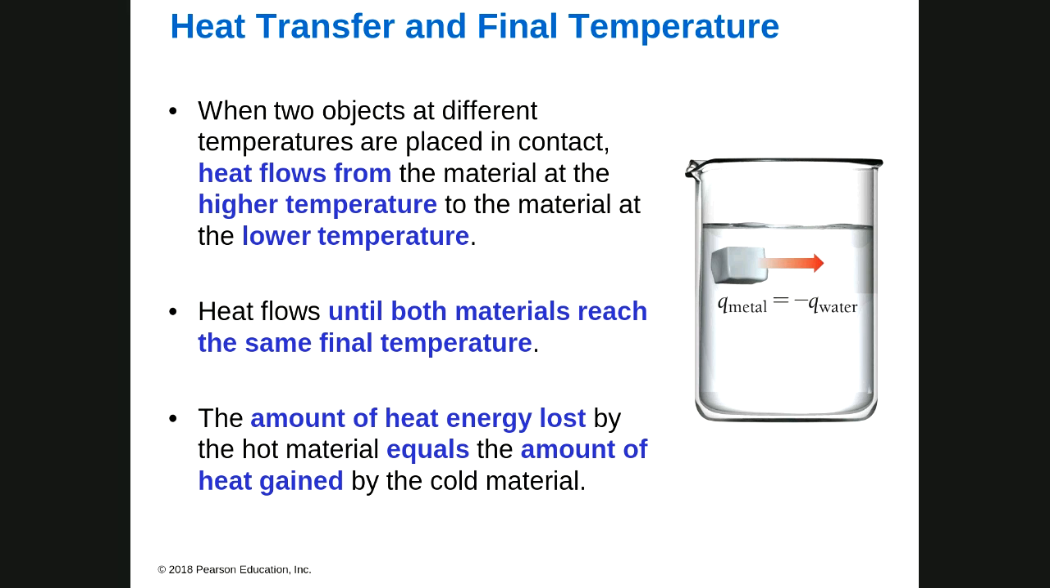So when I put two objects together that are different temperatures, heat is going to flow from the higher temperature to the lower temperature, because that's higher energy to lower energy. But the heat flows between each of those materials until you reach thermal equilibrium. Because you're losing the same amount of heat as you're absorbing, those two numbers are equal. So the amount of heat lost is equal to the amount of heat gained.